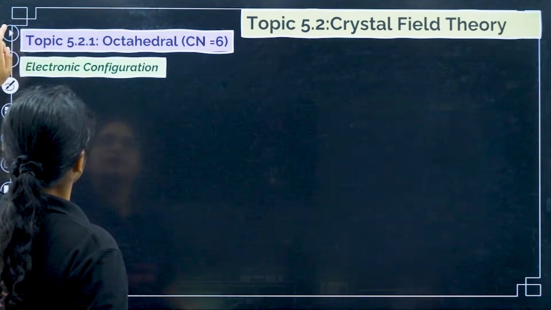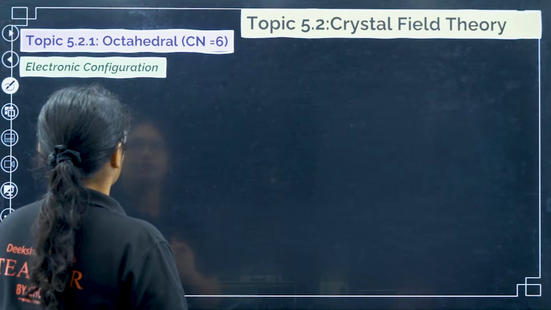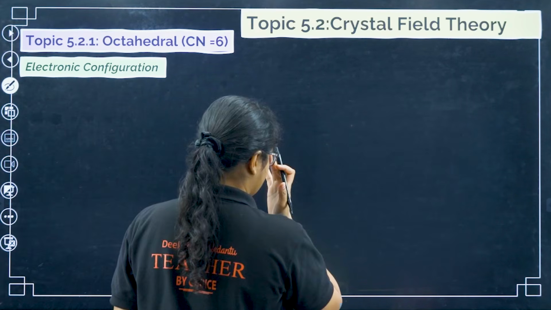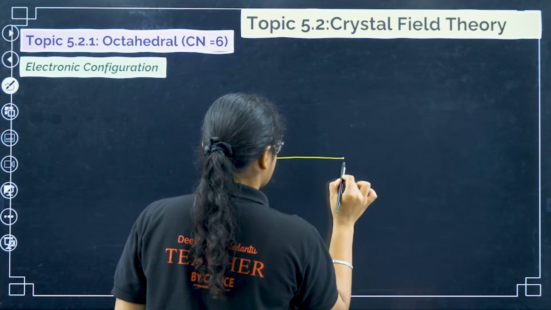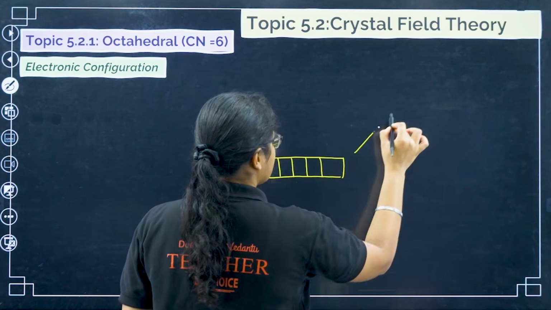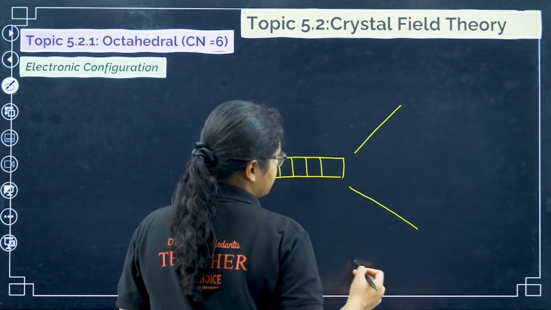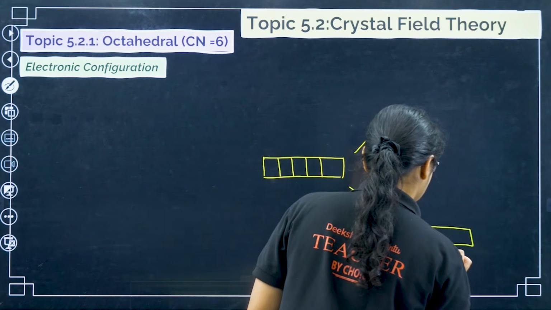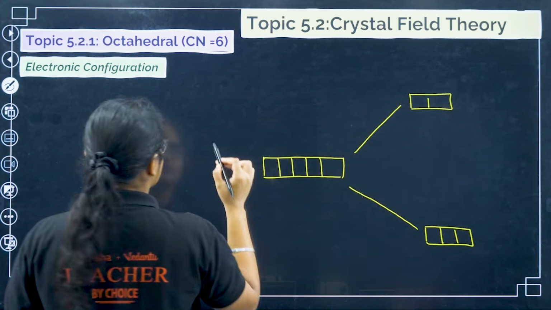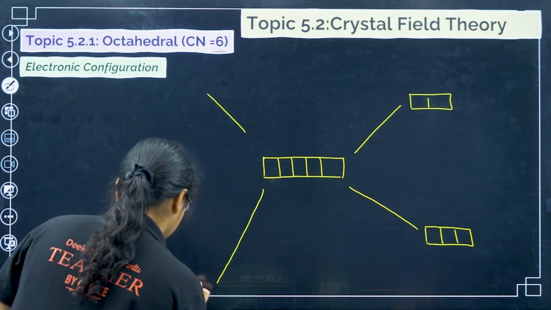Now the configuration also we need to discuss. So let's see, we have strong field and weak field. You have these 5 d orbitals present. Now if there is a weak field, the splitting will be like this. Less splitting will be there in the case of weak field, whereas in the case of strong field there will be more splitting.